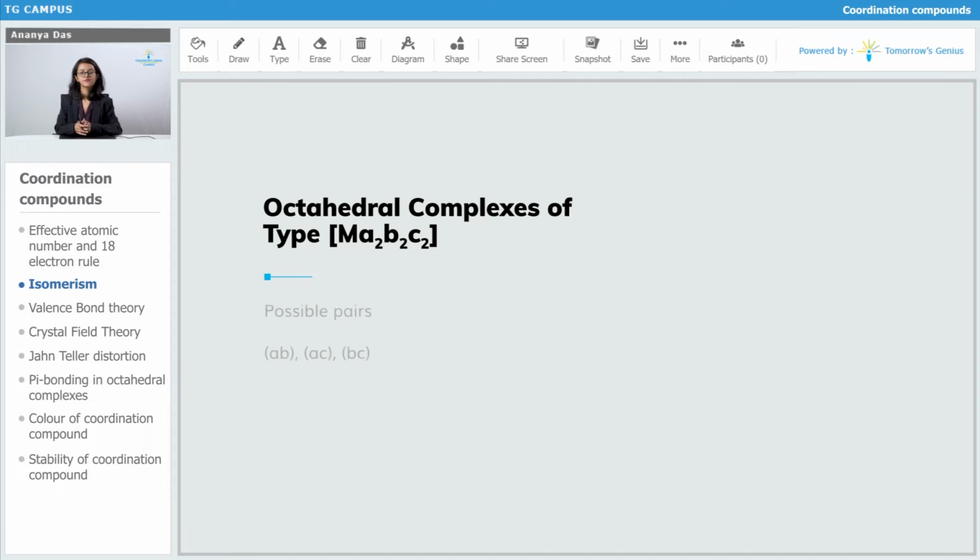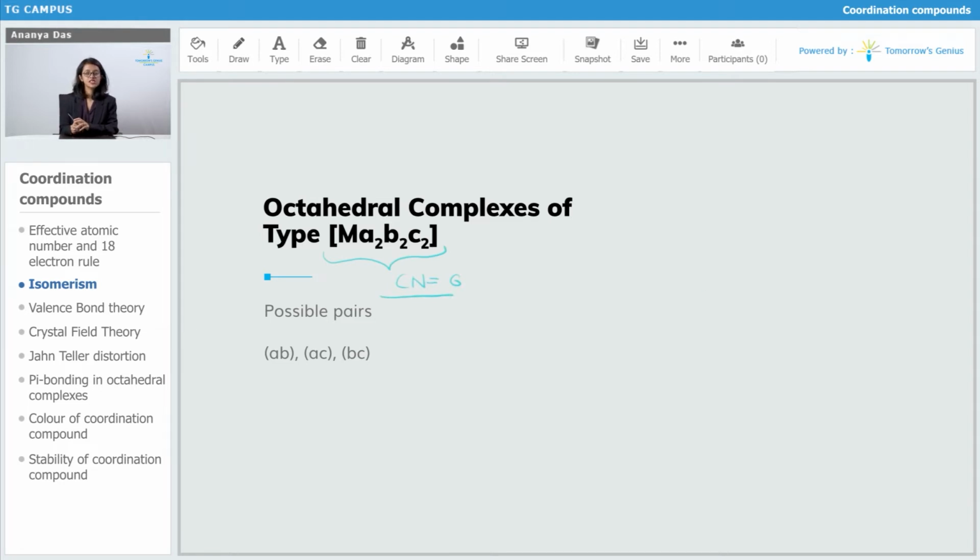Now we have the octahedral complex of the type Ma2B2C2. In Ma2B2C2 there are 3 different types of ligands, A, B, C, and all of them are present twice. So that still gives you an overall coordination number of 6. Now let's see the possible pairs for this octahedral complex.